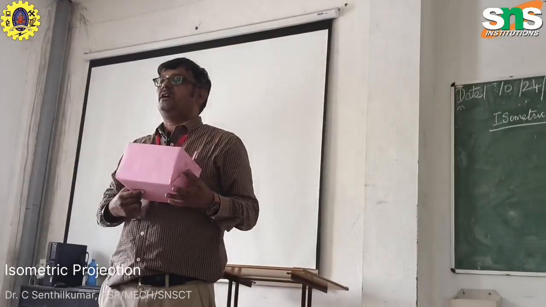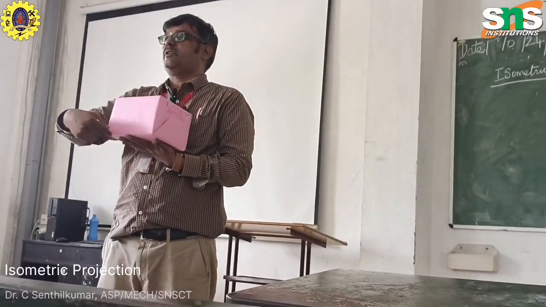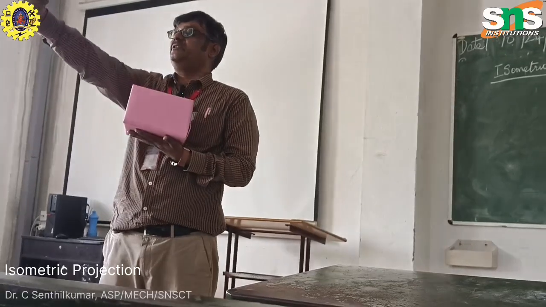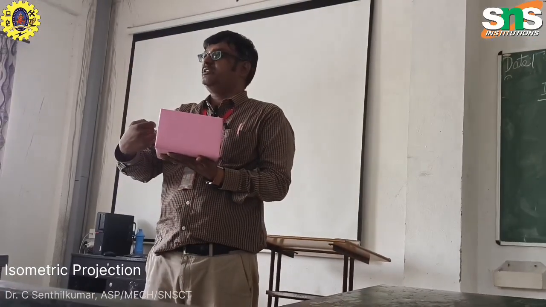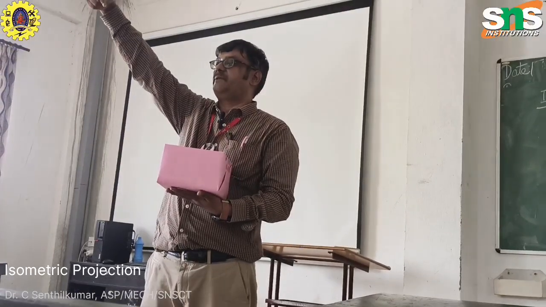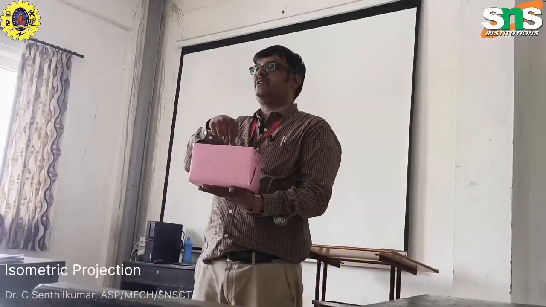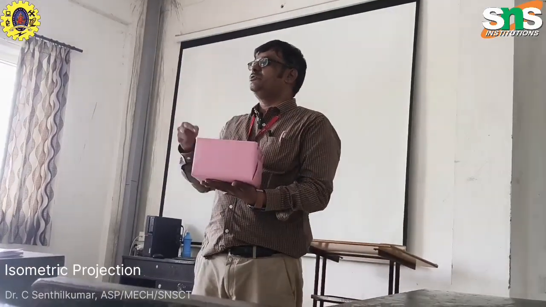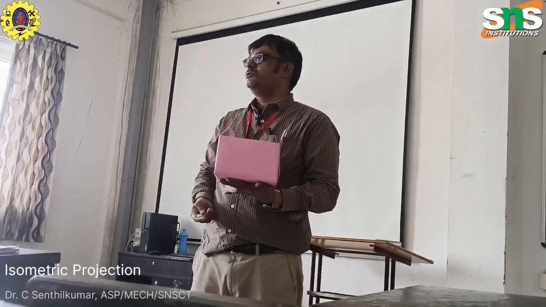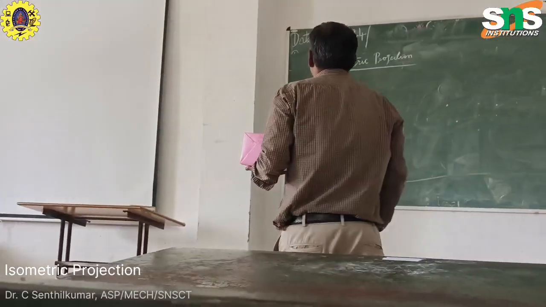So when you are seeing the object through your eyes at 90 degrees, you will get a square. When you see this object tilted, you can see the side and front. When you are seeing the object from this line, from my finger line, you can see 3 views: side view, front view, as well as top view. So it gives 3 views, 3 dimensions. This is called the isometric view, isometric projection.